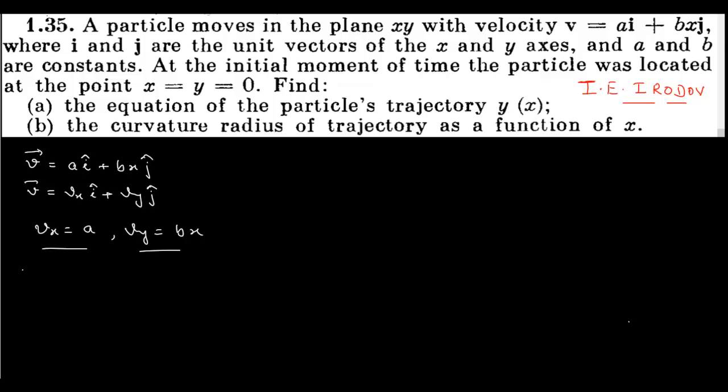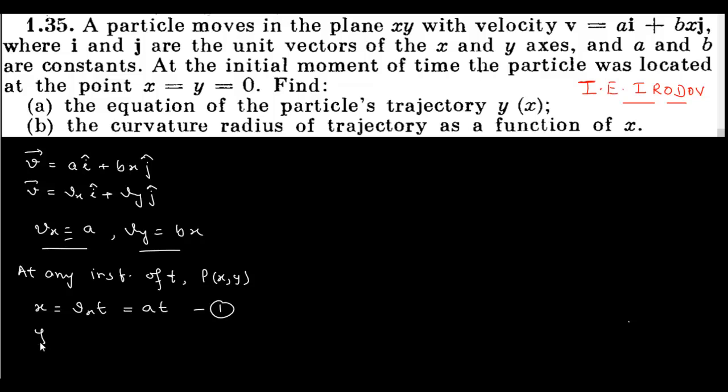So at any instant of time, let the coordinates of the particle at point P be x and y. So we can write x is equal to vx into t, and that gives us a t, by substituting the value of vx from here. So this is our equation 1.